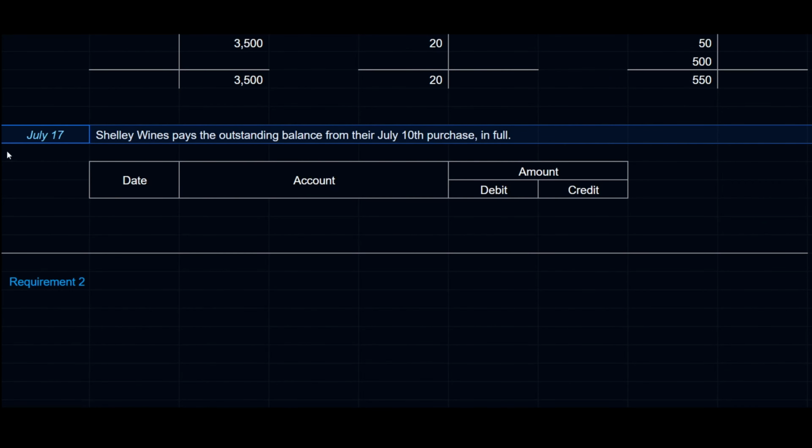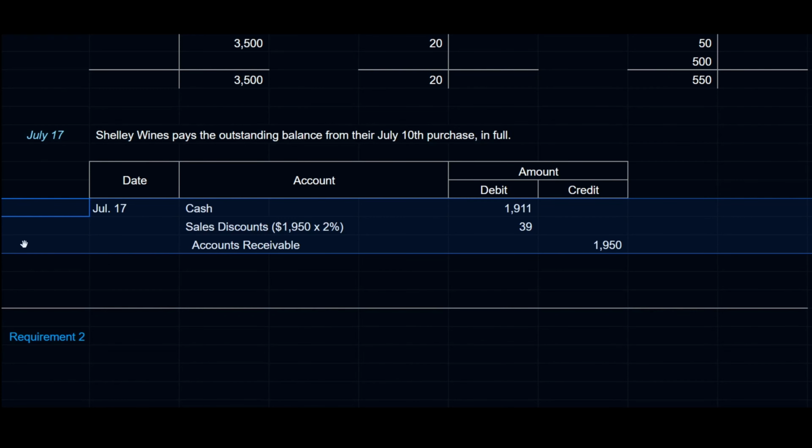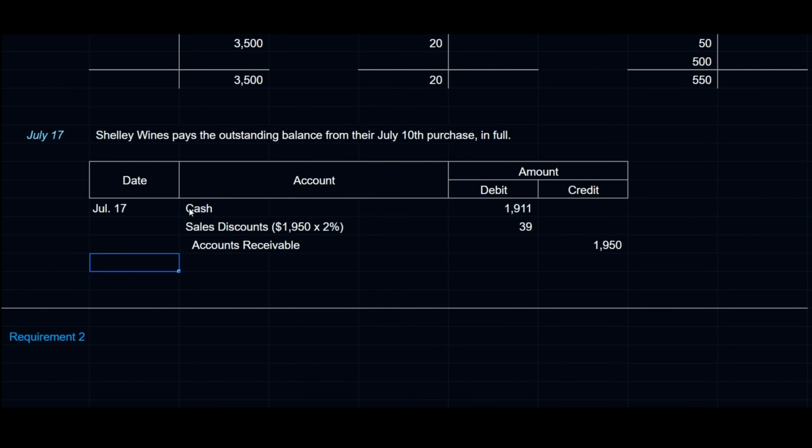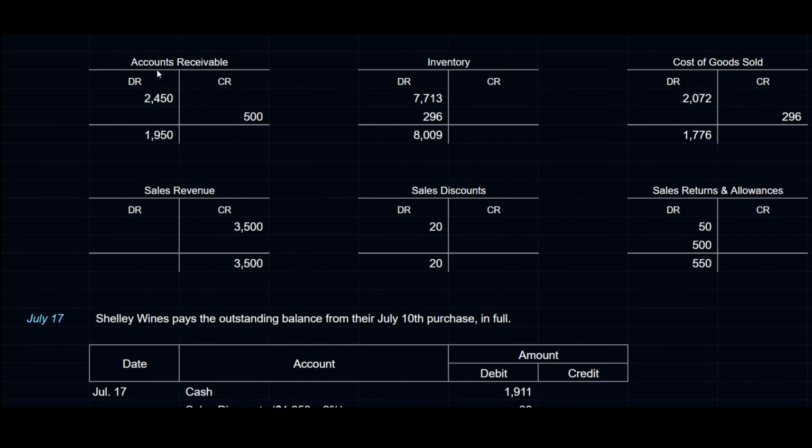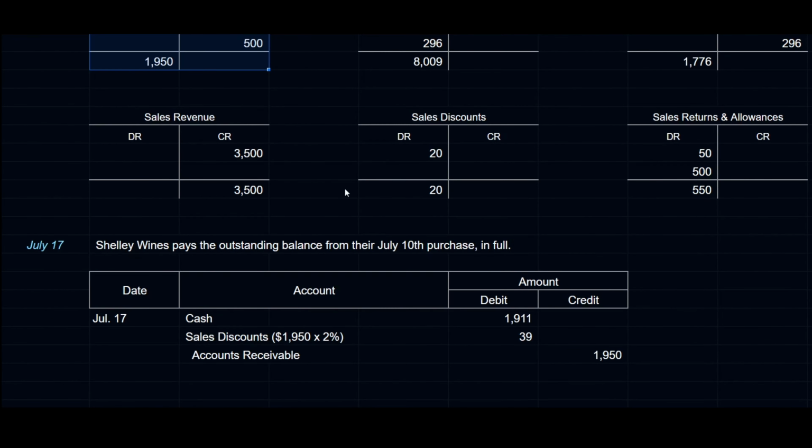Let's take a look at July 17th, where Shelley Wines pays the outstanding balance from their July 10th purchase in full. We will debit cash and credit accounts receivable. The entire amount, $1,950, which we saw earlier. If I go up, accounts receivable was sitting at $1,950. Accounts receivable is settled in full because that entire amount related to this one customer, Shelley Wines.